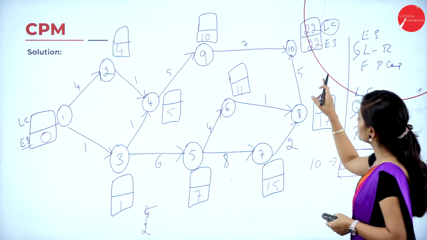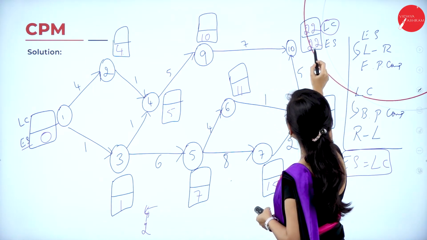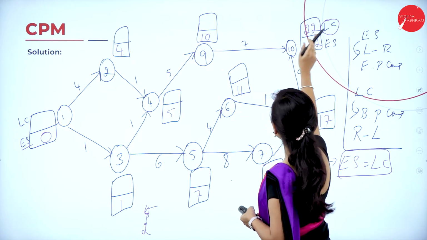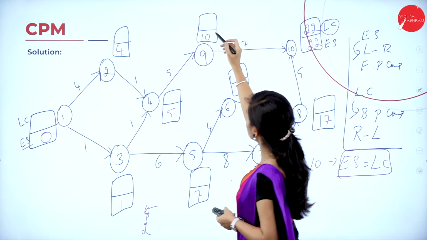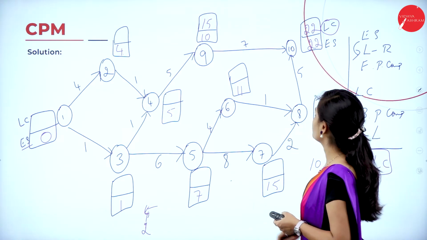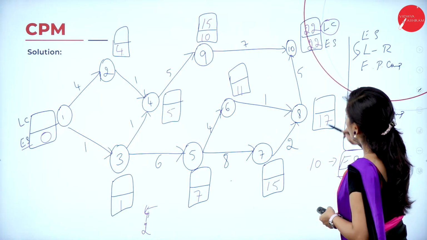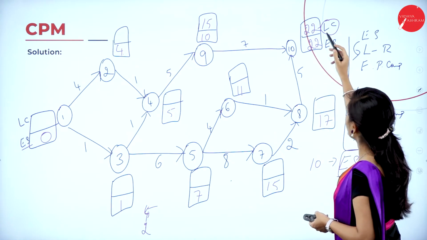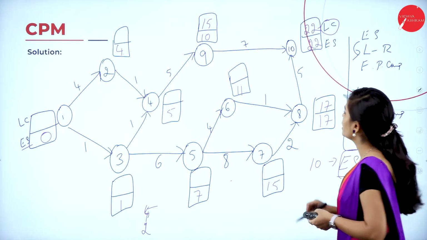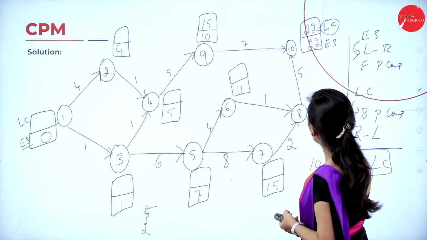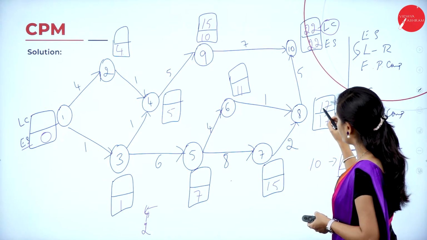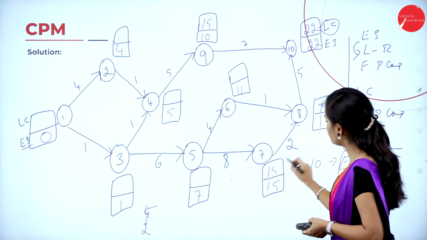And for node 9, 22 is the latest completion time, and here we have 7. 22 minus 7 is 15. The latest completion time for node 9 is 15. And 10 to 8: 22 is the latest completion time, 22 minus 5 is again 17. Clear? And for the next node, 8 to 7, the latest completion time for 8 is 17. 17 minus 2 is 15.